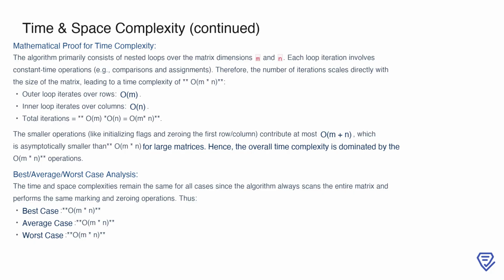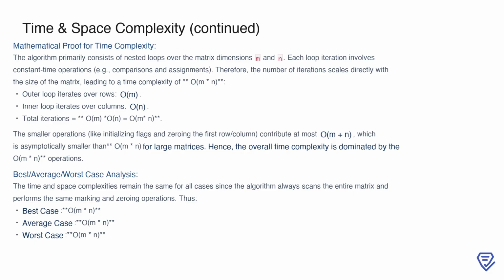Together, the nested loops yield O(m*n) iterations. Smaller operations, such as flag initialization and handling the first row and column, add at most O(m+n), which is insignificant compared to O(m*n) for large matrices. Therefore, the overall time complexity is dominated by O(m*n).